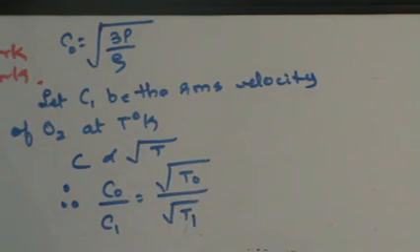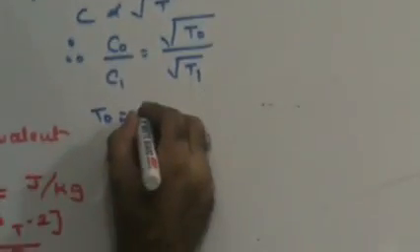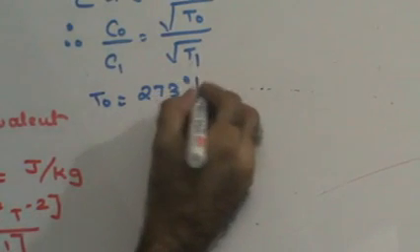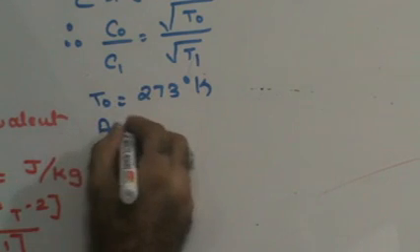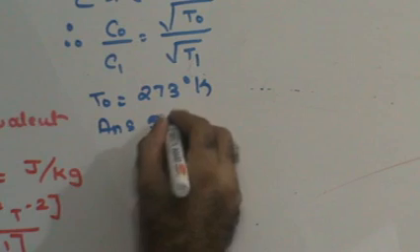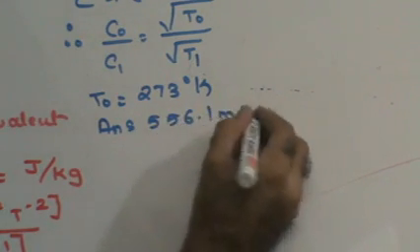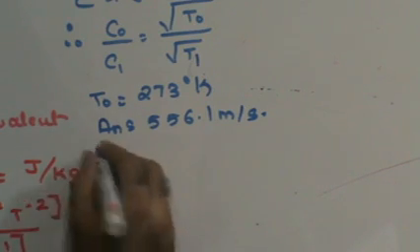Now C0 was the RMS velocity at NTP. Since it was the RMS velocity at NTP, T0 will be 273 degree Kelvin. NTP is normal temperature and pressure. Normal temperature is 273 degree Kelvin. Right? Next, the answer for this sum should be 556.1 meters per second. That should be the RMS velocity at 127 degrees Celsius, which would work out to be 400 degree Kelvin. Right?